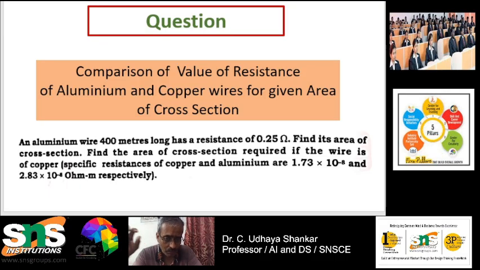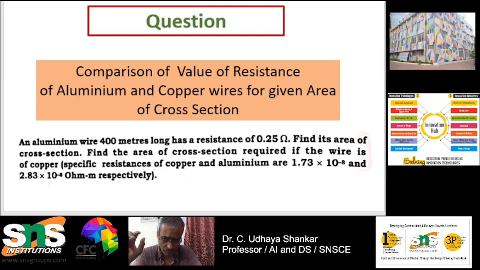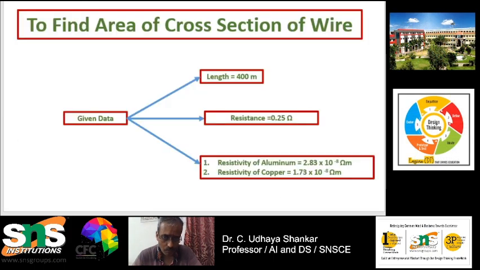One is aluminum, the other one is copper, and both have the same length as well as the same resistance. So we want to find what will be the difference in area in both cases. This is the understanding of this particular problem.